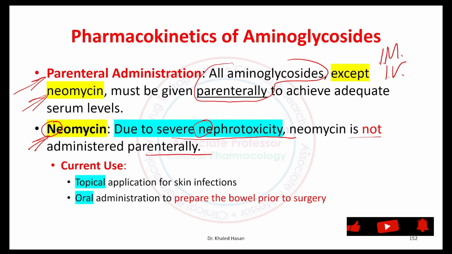We don't have it parenterally. It could be given orally or topically. We use it topically for the skin, ears, or eye, or orally to prepare the colon for surgery.